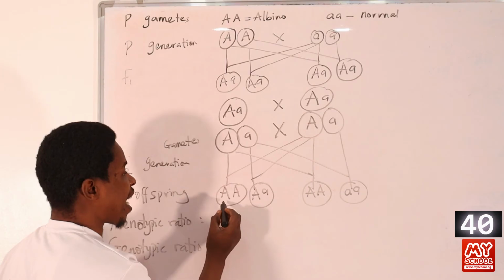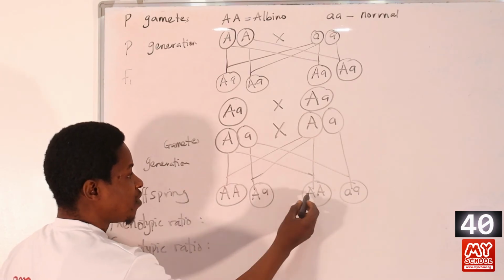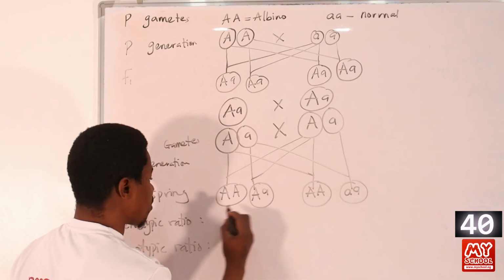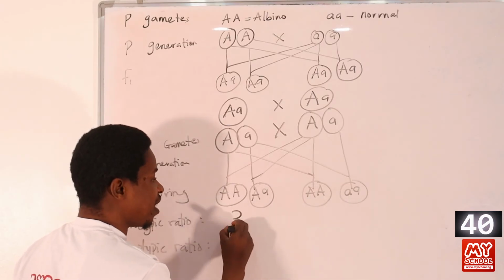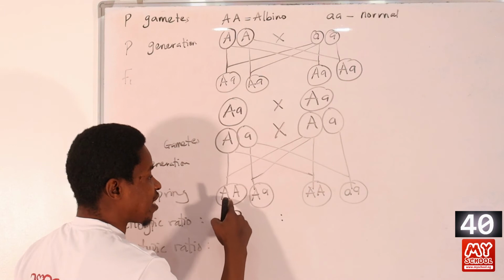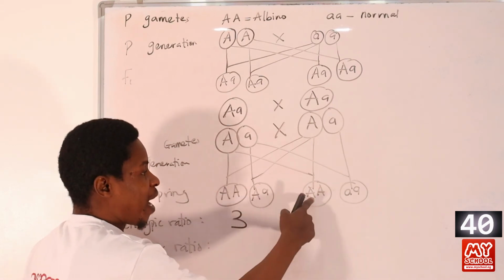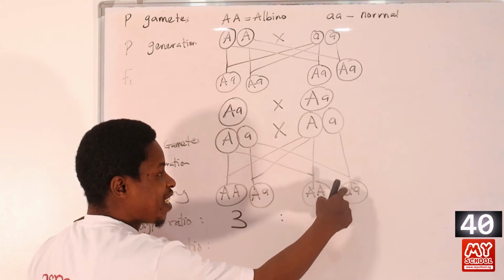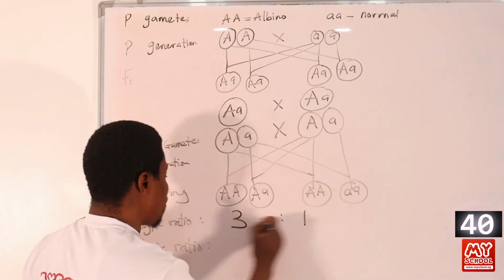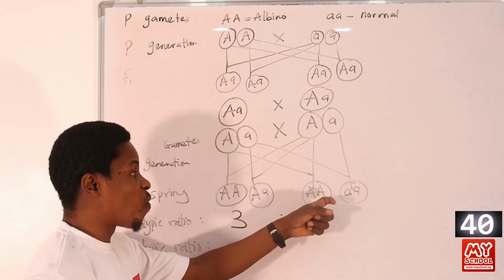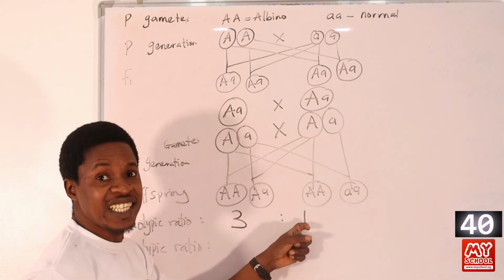So we look at capital letter A. This is 1, this is 2, this is 3. There's no capital letter A here, so which means we have ratio 3 that is having what? Albino. This child will be albino, this will be albino, this will be albino, okay, but this one does not have any capital, so this one will be normal. So the phenotypic ratio is that we have 3 albino and then we have 1 that is having the normal.